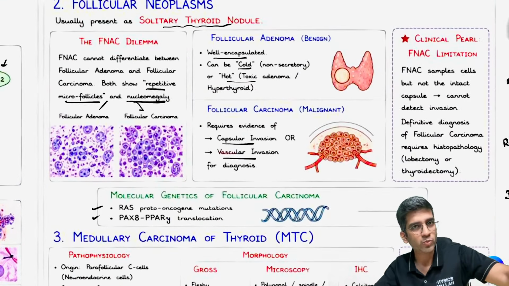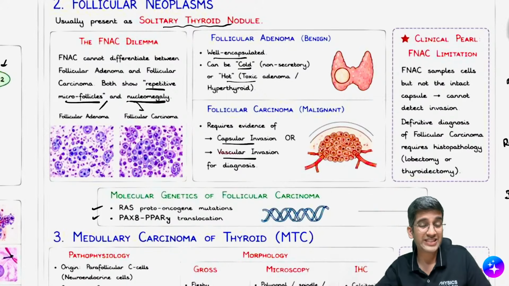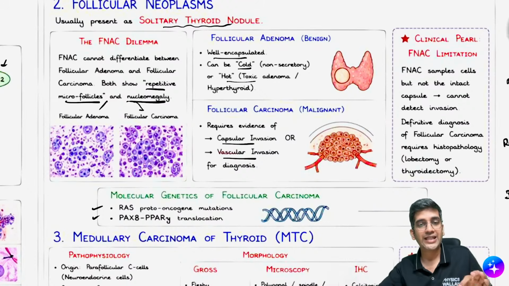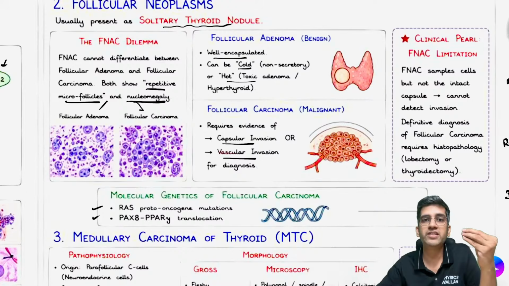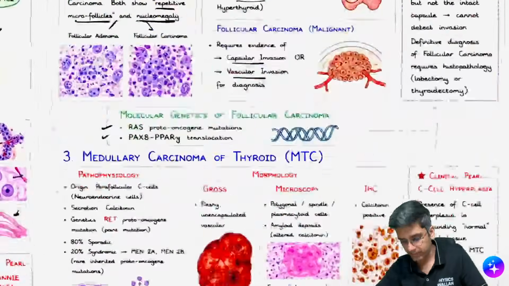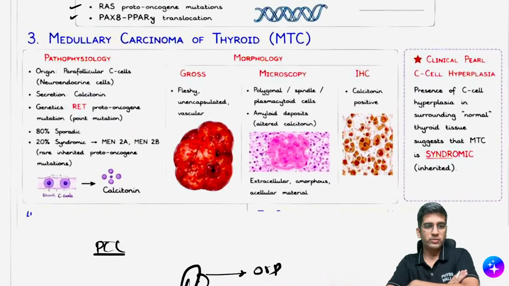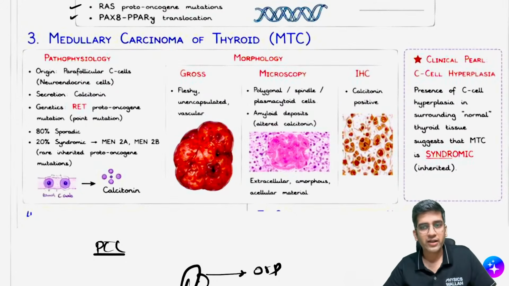Follicular neoplasms alone will not come as a long answer, but a reasoning 'why' question can come. Why can I not diagnose follicular carcinoma of thyroid on an FNAC? The answer is simple. I need capsular or vascular invasion to diagnose, which cannot be seen on an FNAC, so we don't go with that. That's it. Fine. Okay. Then medullary thyroid carcinoma. Medullary carcinoma of thyroid, everything is different here.